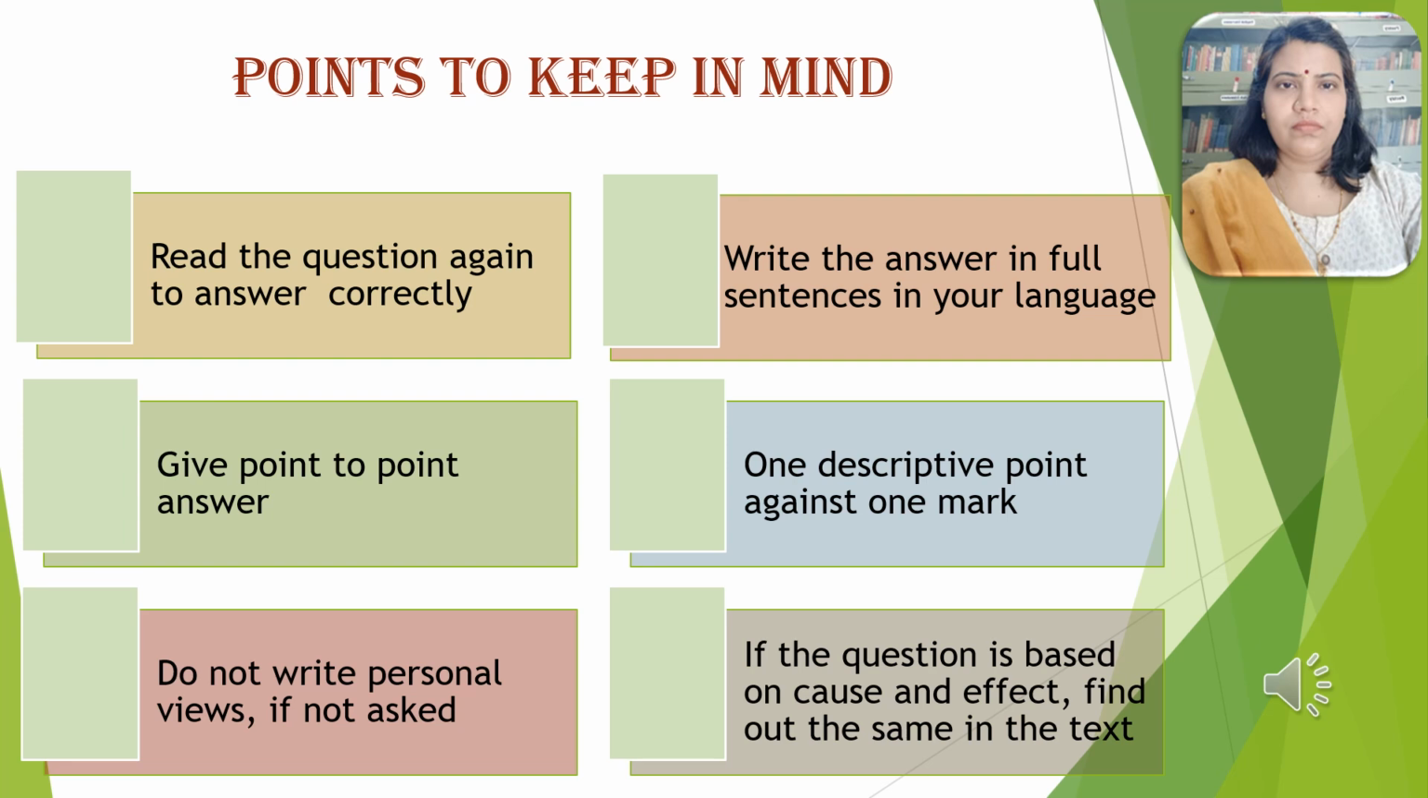To attempt the unseen passage, you must keep some points in your mind, like read the question again and again to answer it correctly. Write the answer in full sentences in your own language. Give point to point answer. For 1 mark, give one descriptive point. Do not write personal views if not asked. If the question is based on cause and effect, find out the same in the text.